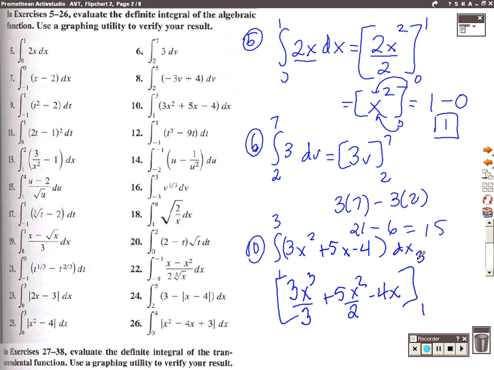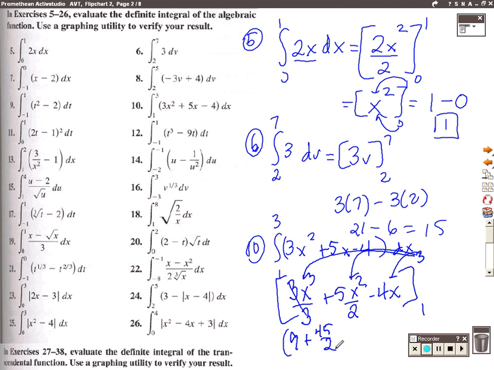And of course these 3's will subtract out. And then I'm going to substitute 3 in place of x, and 3 in place of x, and 3 in place of x, and do the arithmetic. So that would be 3 cubed is 27, divided by 3 is 9. 3 squared is 9, times 5 is 45 over 2. And yes, you will encounter fractions, do not be afraid.